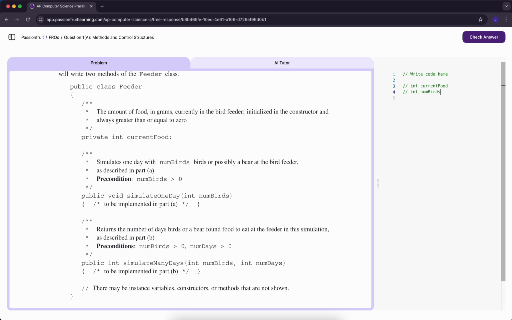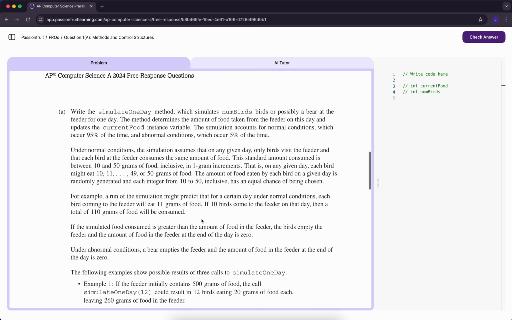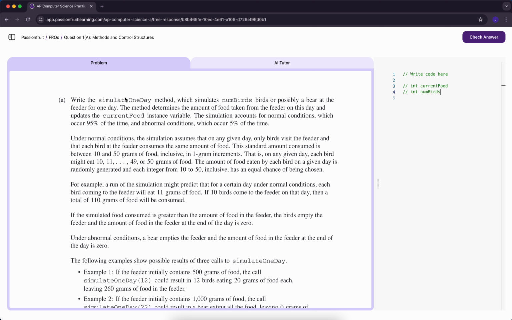I find this to be helpful because there's so much information. It's nice to have the variables right here where I'm writing my code. All right, let's see what we need to write. So they want us to write the simulate one day method, which simulates this many birds or possibly a bear at the feeder for one day. The method determines the amount of food taken from the feeder on this day and updates current food, this variable. The simulation accounts for normal conditions, which occur 95% of the time, and abnormal conditions, which occur 5% of the time. So already we can start writing out some logic and some pseudocode.